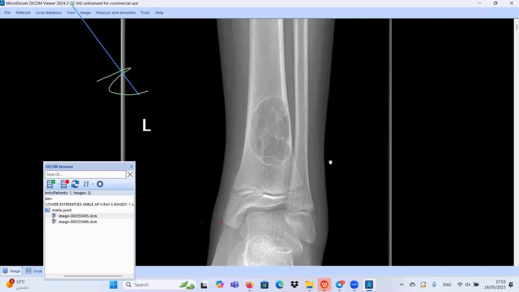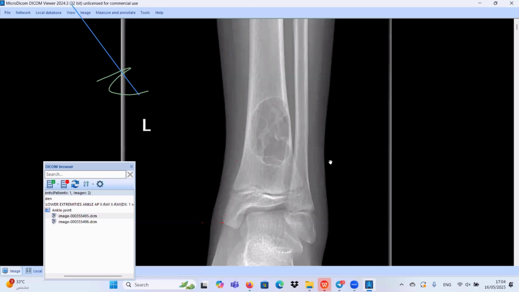Welcome. So I've been presented with an X-ray frontal projection of the lower tibia and ankle joint, of a skeletally immature patient. Here I can see a well-defined lucent lesion with internal septation involving the distal metadiaphyseal region of the left tibia. It is showing a narrow zone of transition, and there is no periosteal reaction.